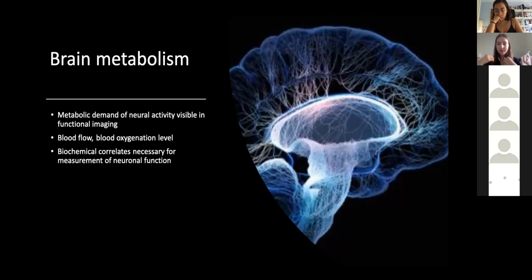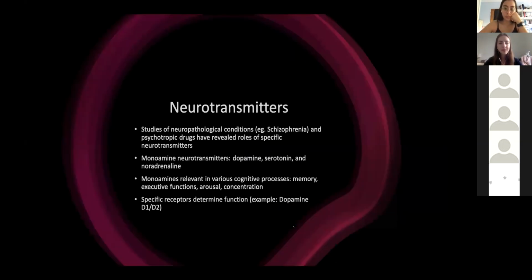Yeah, pretty much this just shows us that the biological and biochemical correlates are necessary for measurement of neuronal function. These are some of the few ways that we can actually visualize that, because as I just said, it's kind of hard to do so with the brain, but there are many advanced technologies that are available nowadays. So lastly, to go a little bit into neurotransmitters, to kind of round off this biochemistry lesson here.